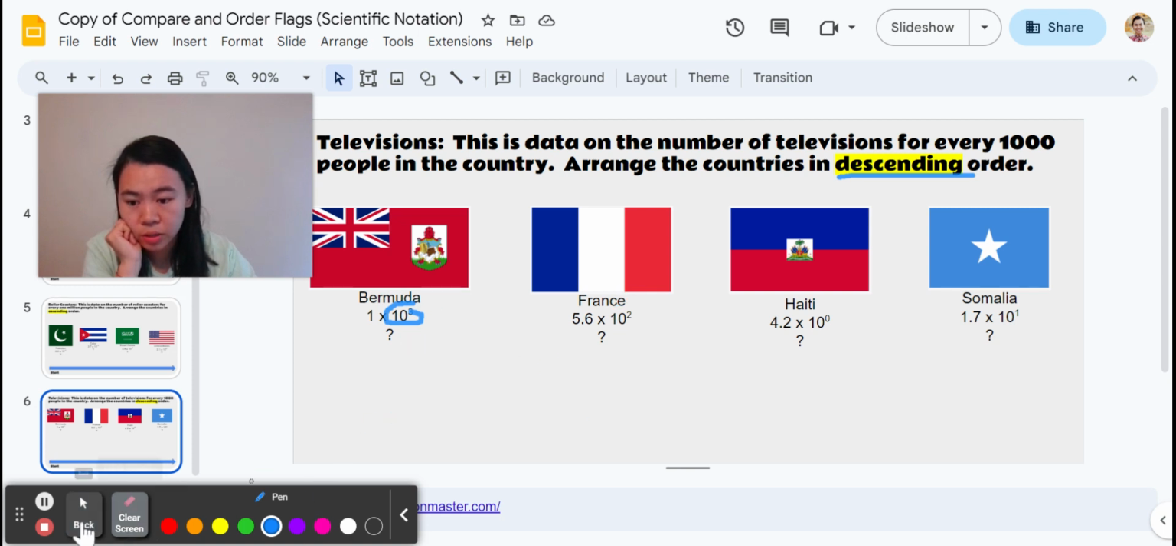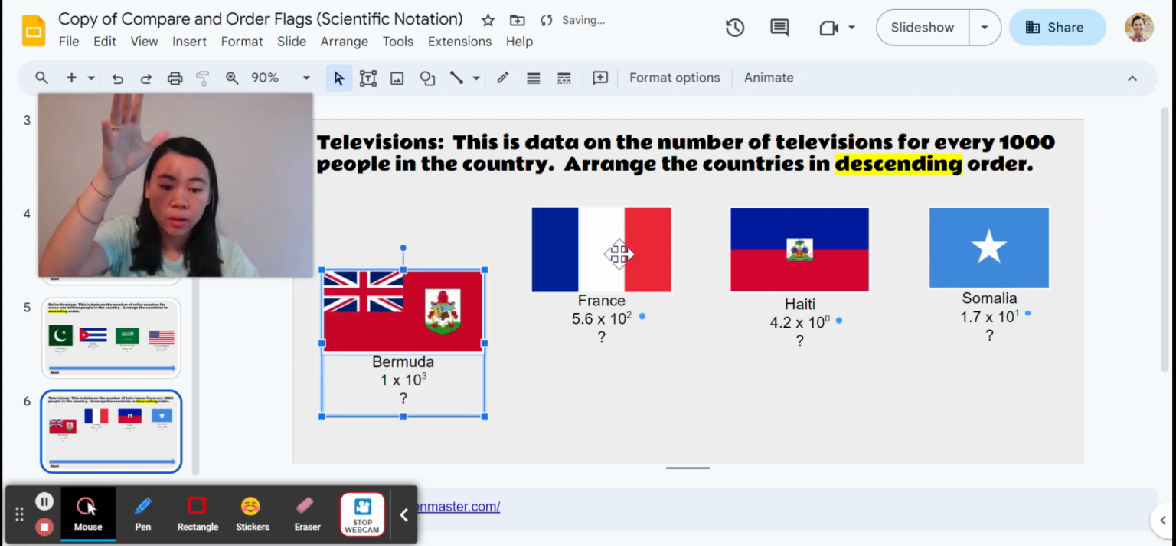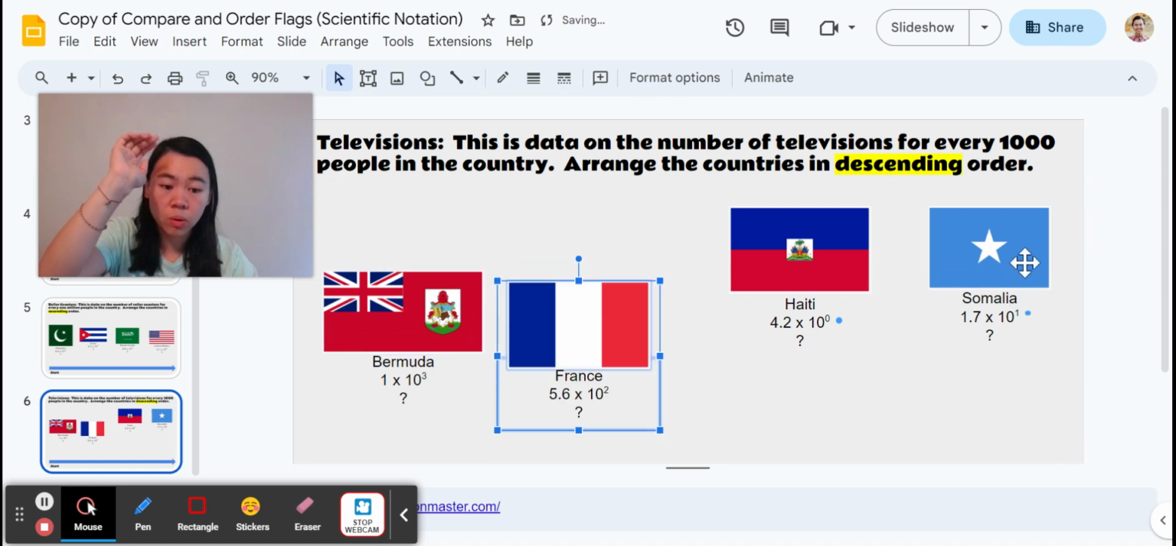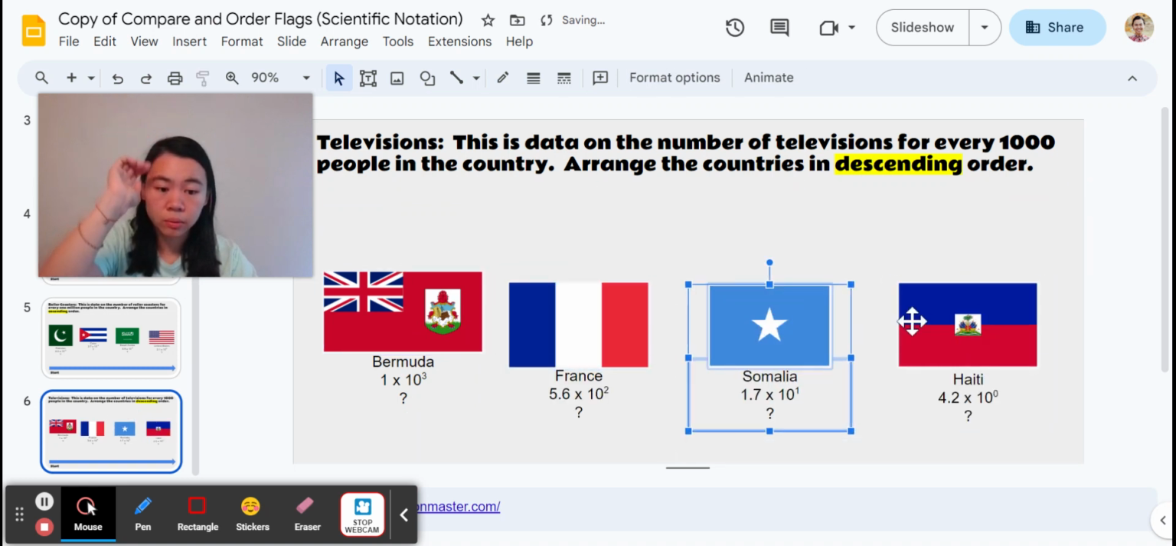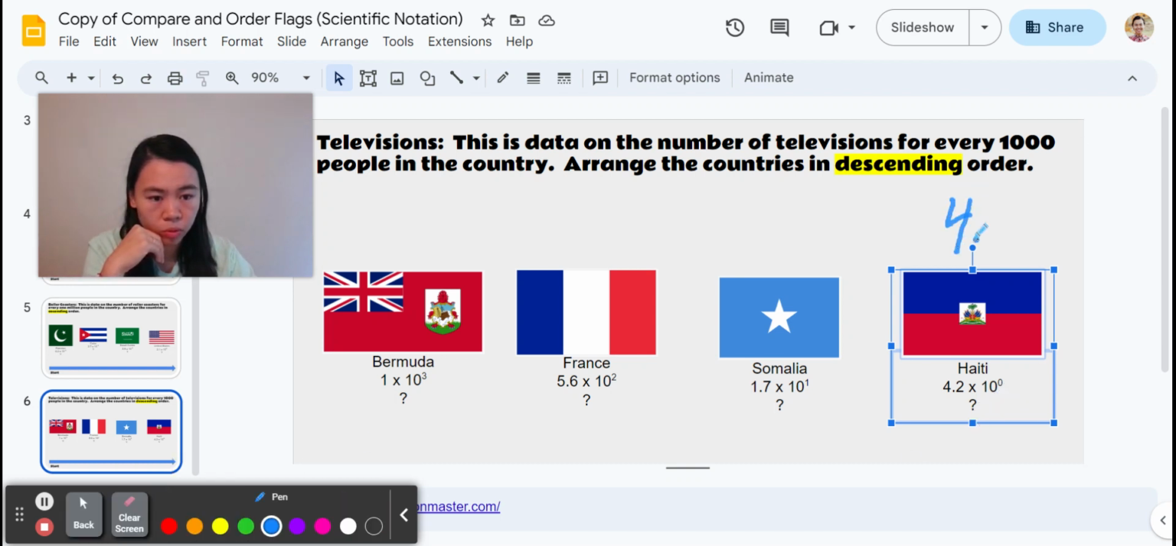Bermuda has 10 to the 3rd power. France has 10 to the 2nd. Haiti has 10 to the 0, Somalia 10 to the 1st. Okay, so descending, we're starting with our largest numbers first. 3 is going to win. Then 2, and then 1, and 0. And like the United States for this one, 10 to the 0 power is the same thing as 1. So 4.2 times 1 is still 4.2. This one's going to be 4.2.